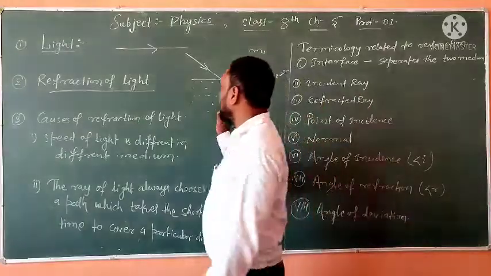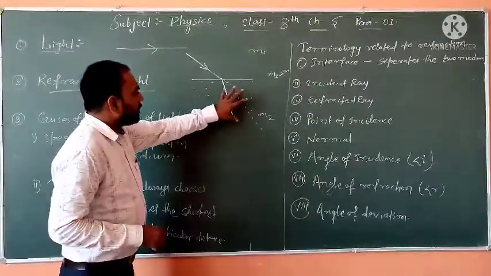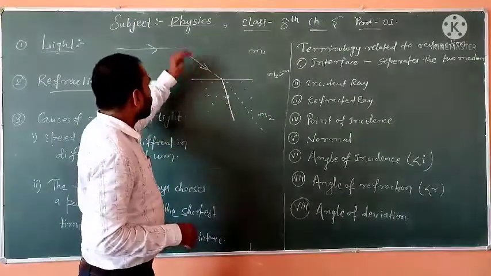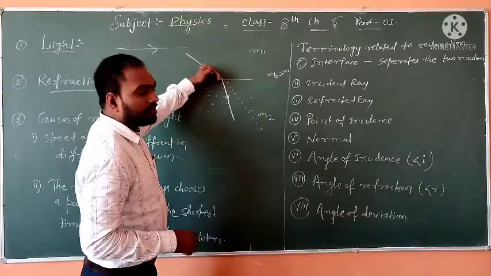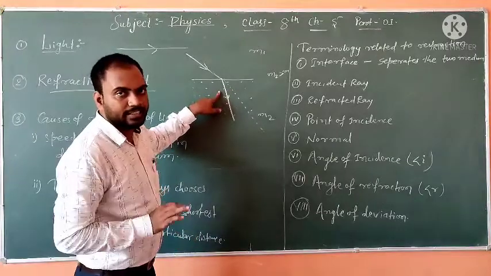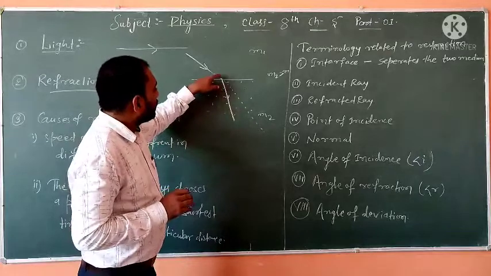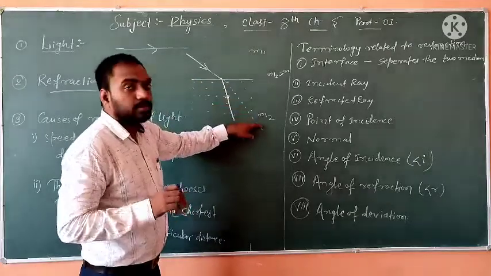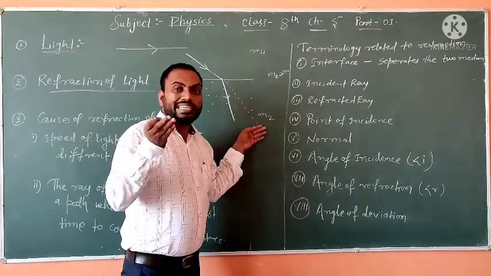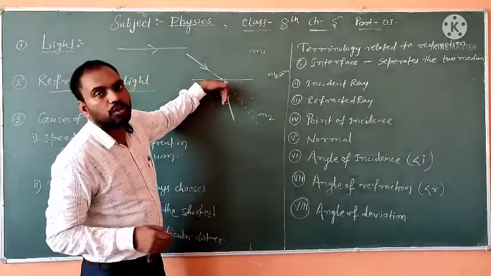Dear, understand what it means. I have considered M2 to be a denser medium. So when light enters M2 at the interface, the speed of light will decrease. Due to this decrease in speed, this path will be covered by light in a longer time. To decrease its time, it takes the path which is shortest.